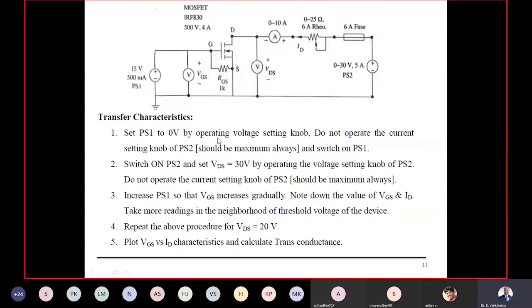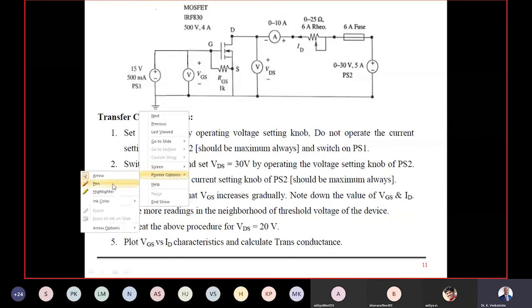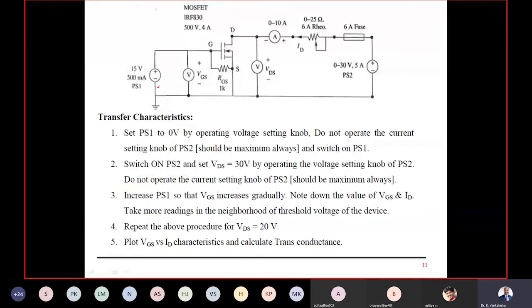Let me repeat the steps once again because same thing holds good for the IGBT also. Let's start. First step, I'm not reading whatever I printed there, I'm just telling in a very general way. Step 1, set PS1 to 0 volt initially and PS2 to 30 volts.